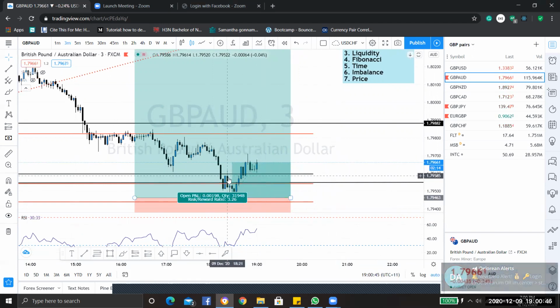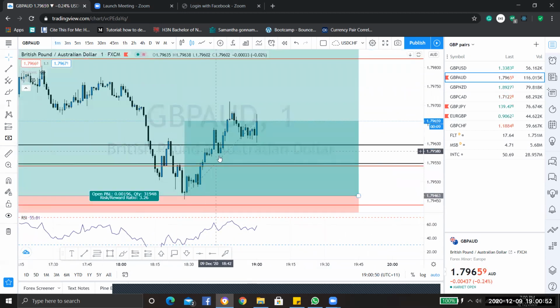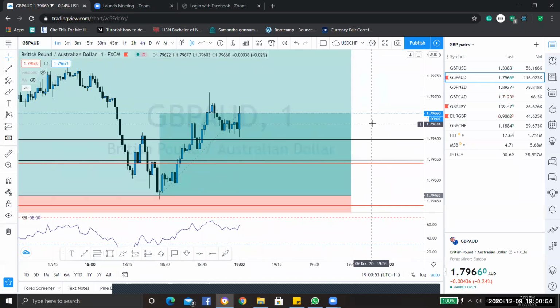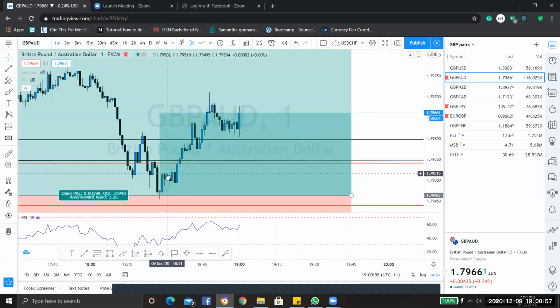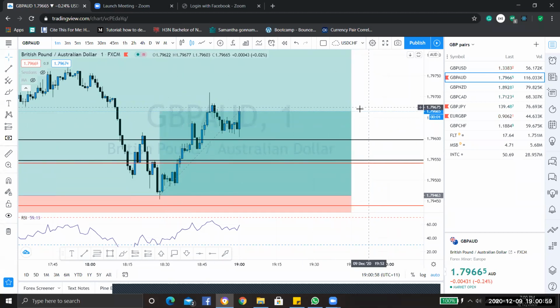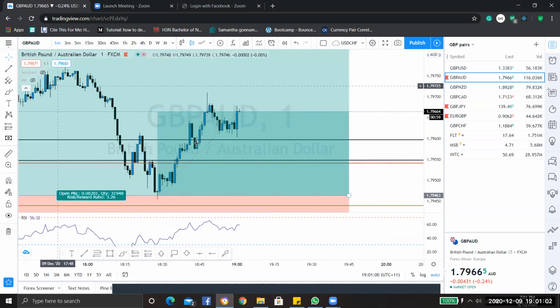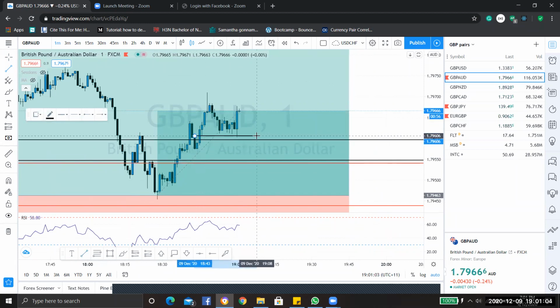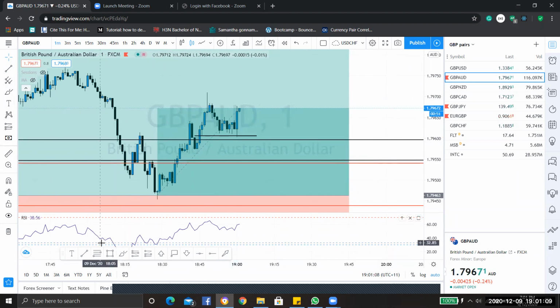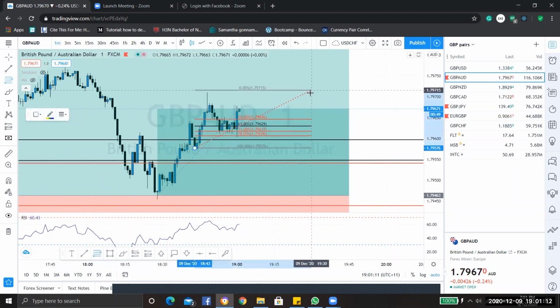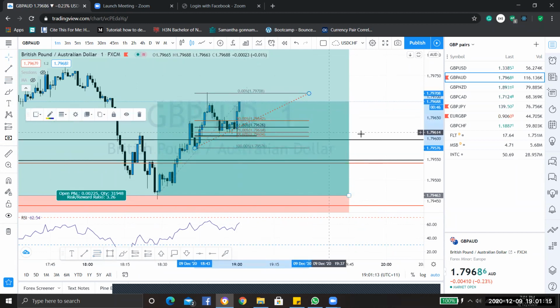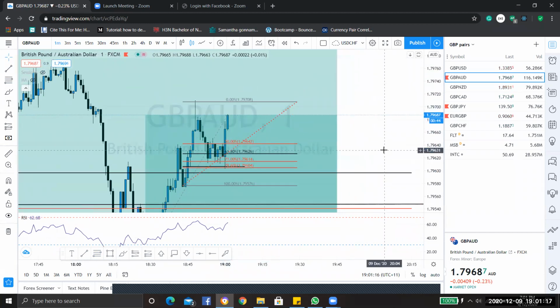So right now I am in the GBP Australian trade. GBP pairs move very fast, have that in mind. This is a very small time frame entry over here. I can drop my Fibonacci up to here, 78.6. I think it's in profit for now. Okay, yeah, it's in profit.